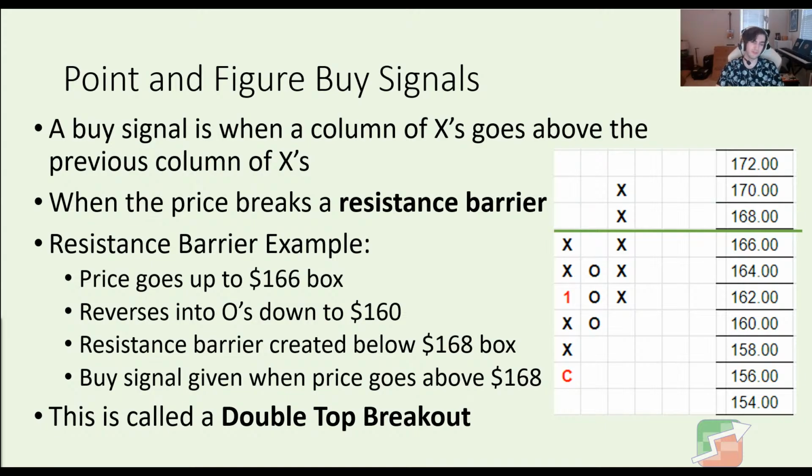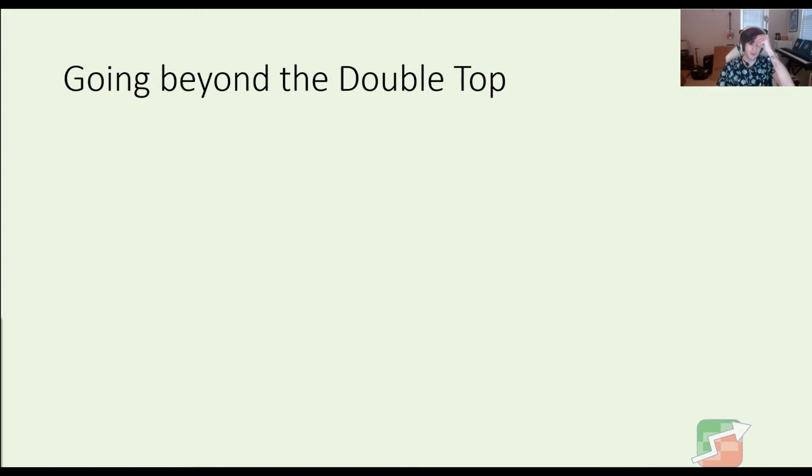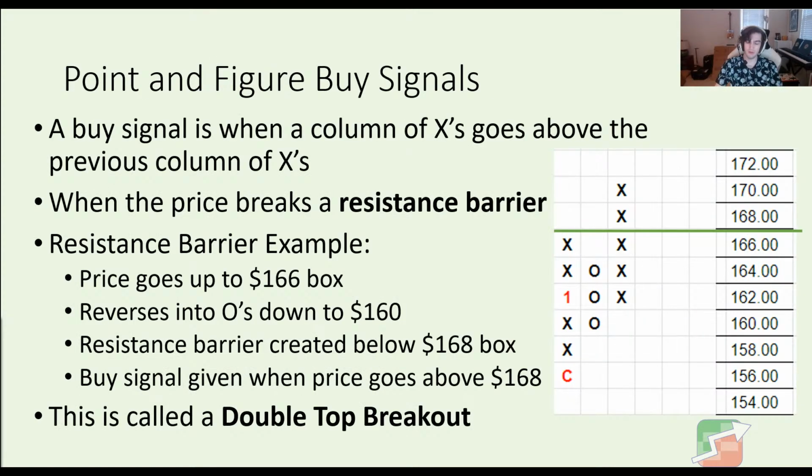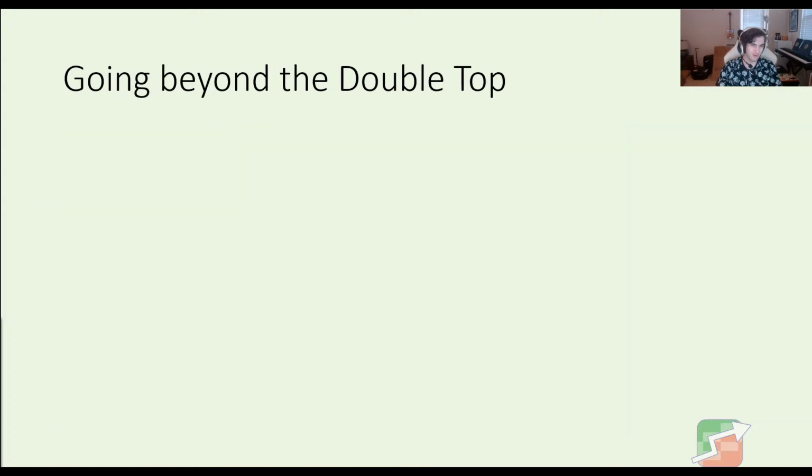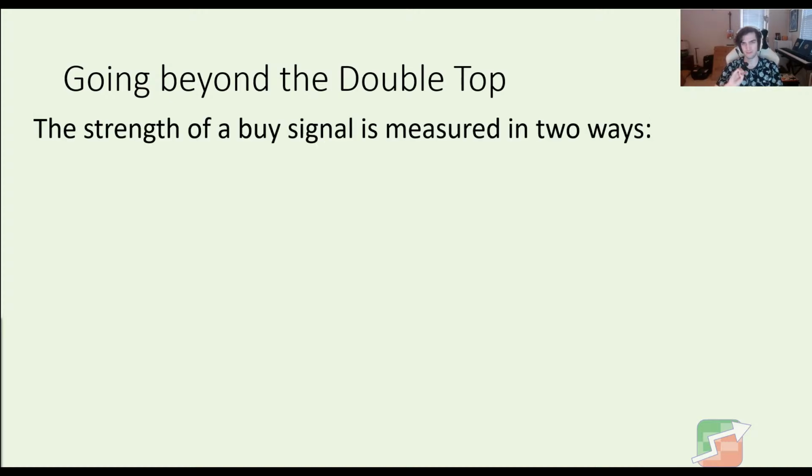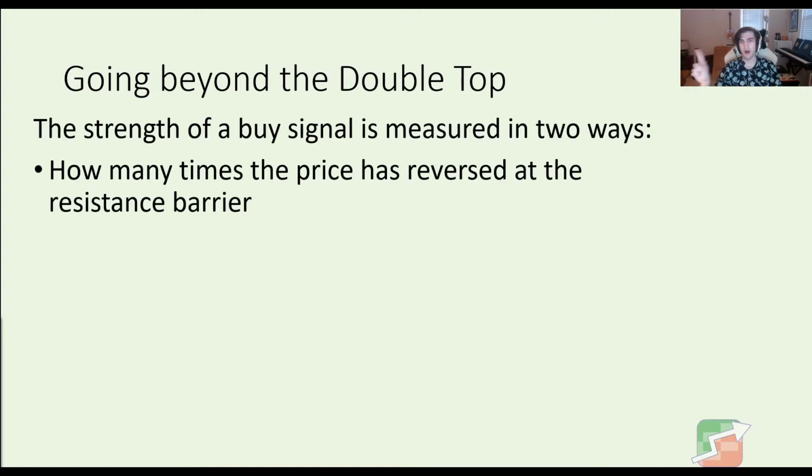Let's not stop there. Let's talk a little bit more about this, because what we see here could just be random. It could just be a coincidence, a coinkydink, as I would have said it. So we actually have a little bit more information. We have more ways of being able to say how strong of a signal it is. So we measure this in 2 ways. How many times the price has reversed at the resistance barrier. So how many times did I jump up trying to make a higher mark, but couldn't?